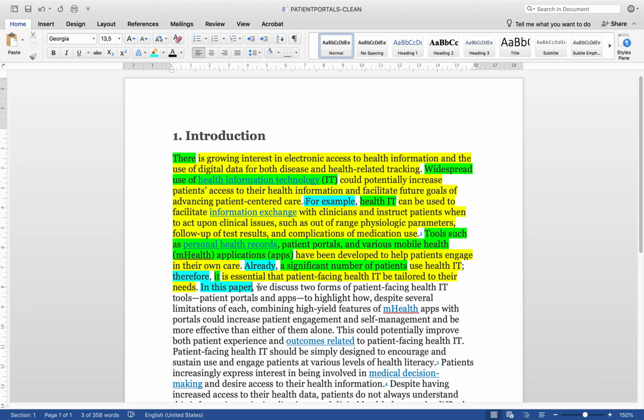He says, in this paper, so we have another orientation. Now the reader knows, okay, whatever the next sentence is going to be about, it's going to tell me why I read those sentences before about health technology and what their specific angle is going to be. That makes sense because you just talked about in this paper, so now we is apparently the authors. They have basically been introduced by in this paper. We discussed two forms of patient-facing health IT tools, patient portals and apps, to highlight how, despite several limitations of each, combining high-yield features of mobile health apps with portals could increase patient engagement and self-management and be more effective than either of them alone.